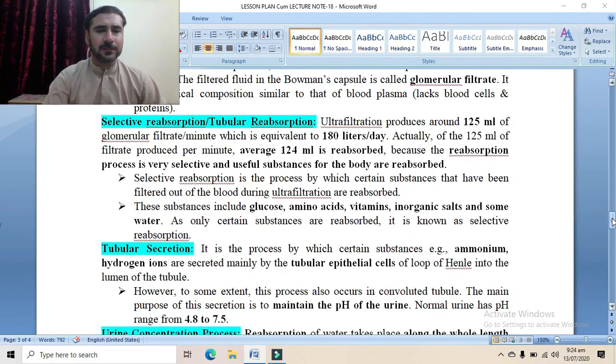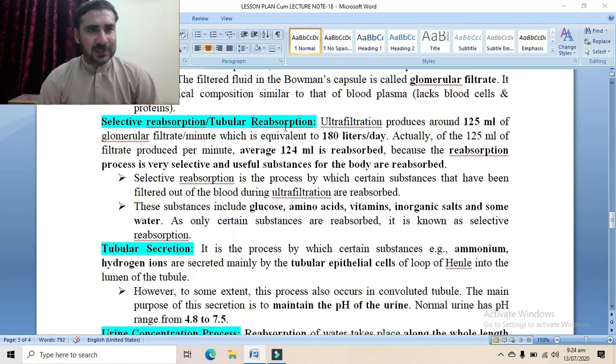Now the second step, that is the selective reabsorption or tubular reabsorption. In the first process, the ultrafiltration occurs and the glomerular filtrate is formed, which has small molecules, water plus solutes. That solute consists of amino acids, glucose, fatty acids, vitamins and other small molecules. Now the ultrafiltration produces around 125 ml of glomerular filtrate per minute, which is equivalent to 180 liters per day.